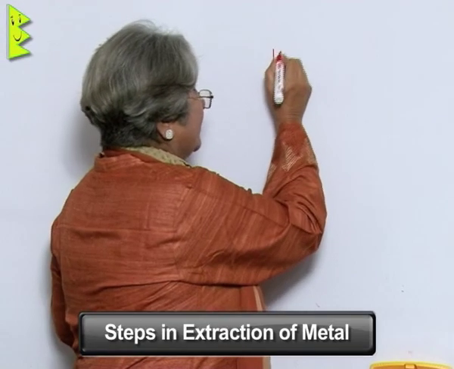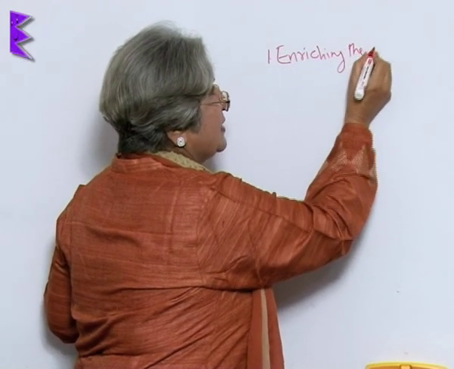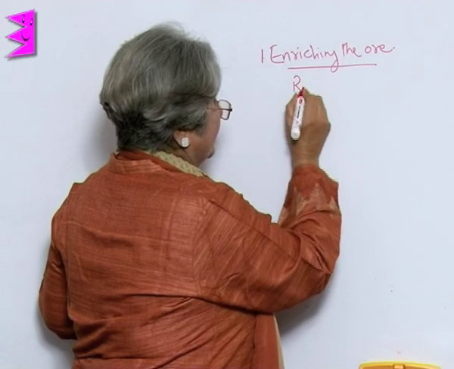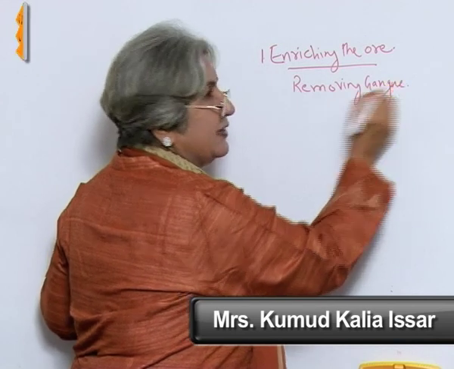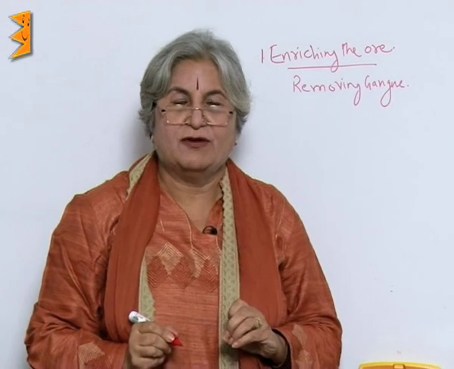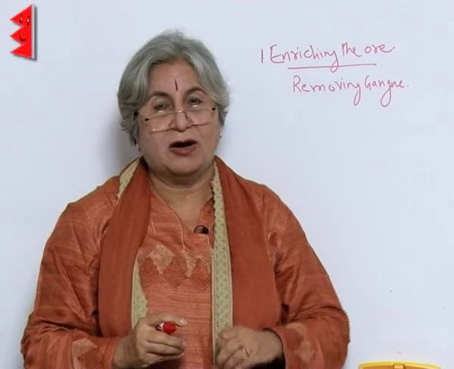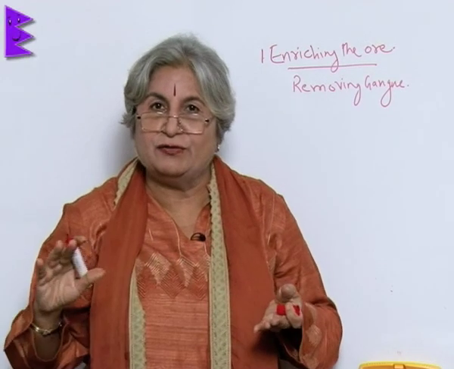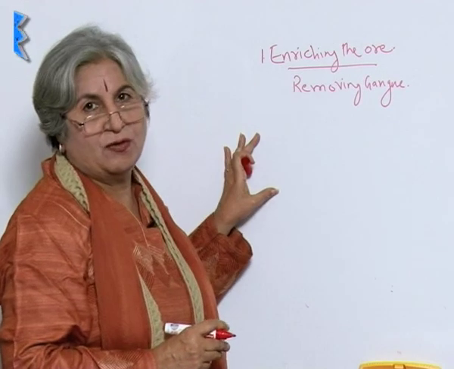Now, the actual steps. The first step is enriching the ores. How is this done? This is done by removing gangue. Now, how can that be done? For this, we take into account some physical properties. For example, when it is washed with water, then the heavy impurities settle down. Or if we make froth, the light ones get entangled in the froth, and when we remove the froth, the impurities also get removed. So, the first step is enriching the ore.